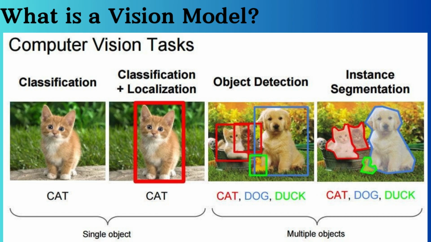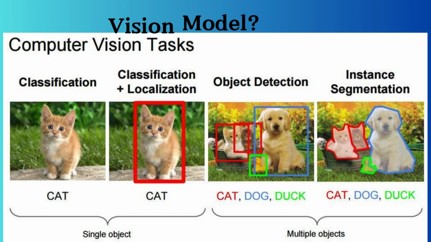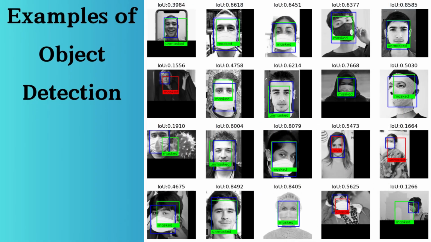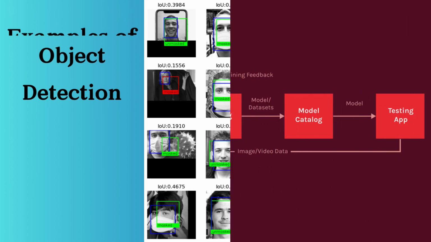Here in this image you can see the different types of vision models, such as a classification, localization, object detection, and instance segmentation model. As you can see, a classification model finds out what an object in the frame is, and a localization model finds out where that object is. And object detection works with multiple objects to find and label what each object is. Here are some examples of an object detection model, and in this model you can see that the model can identify if a person is wearing a mask or not.